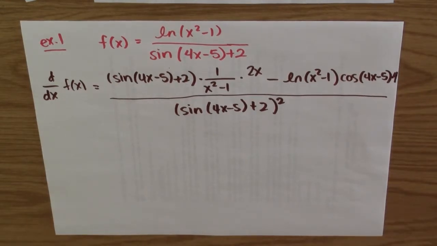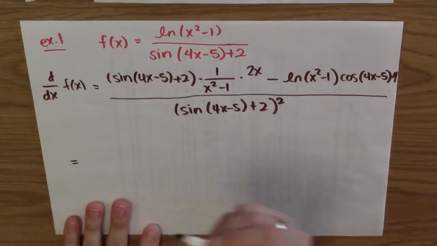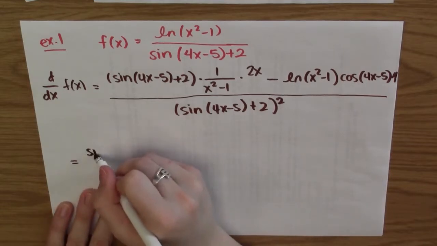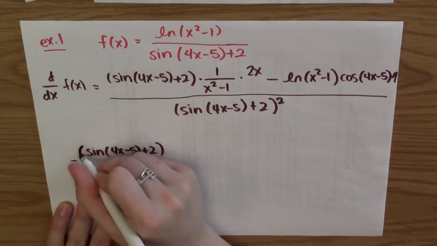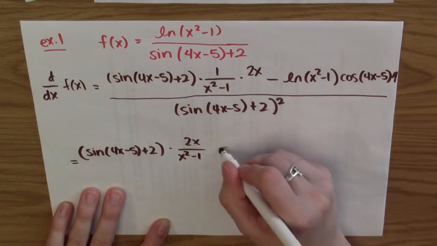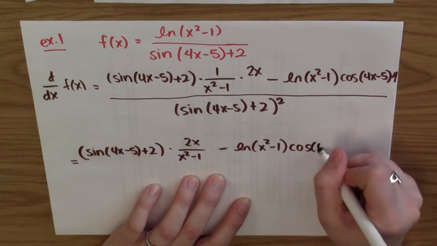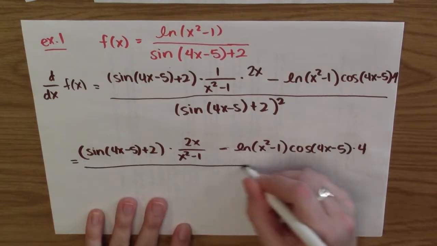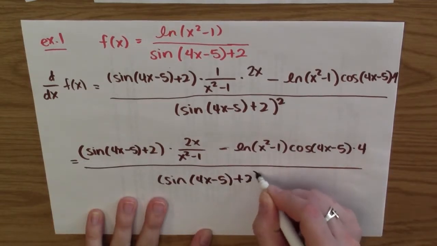That's the derivative. So I could clean it up just a little bit, and I will just because we're so squished on this side of the paper here. But if you're taking the derivative, this is your answer. So we have sine of 4x minus 5 plus 2 multiplied by 2x over x squared minus 1 minus the natural log of x squared minus 1 times cosine of 4x minus 5 times 4 all over sine of 4x minus 5 plus 2 squared.